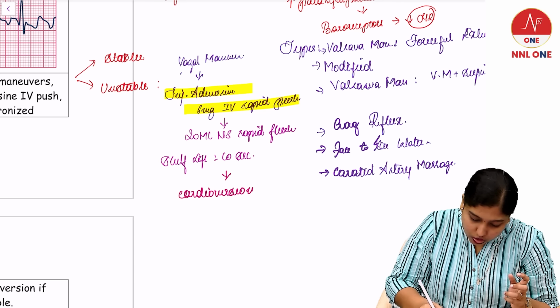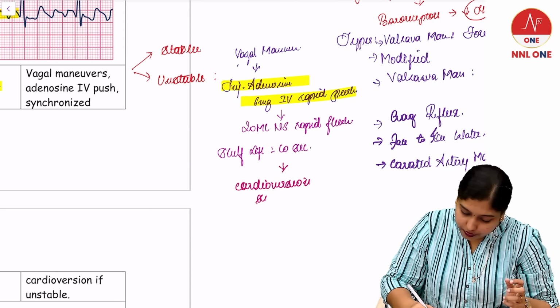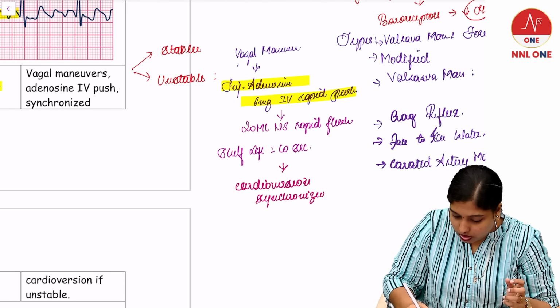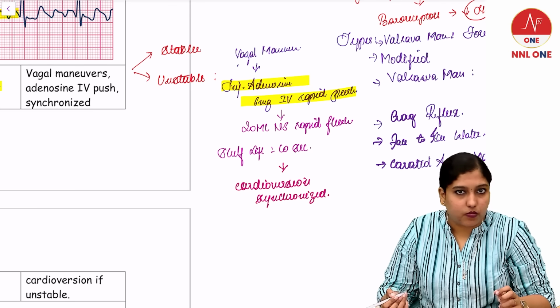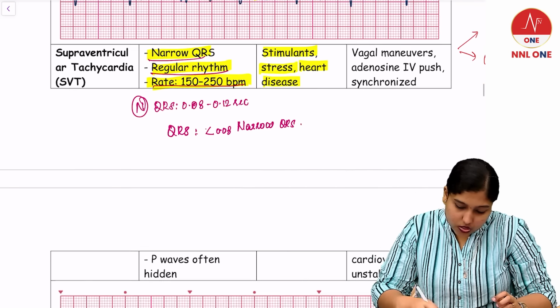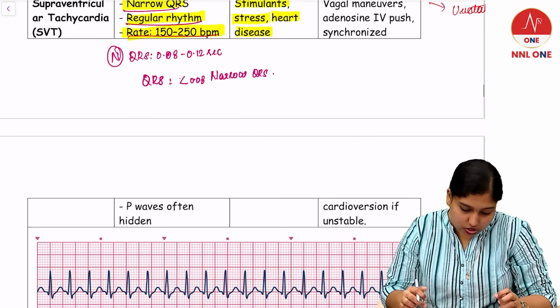Synchronized cardioversion. Right? We go for synchronized cardioversion. So next, you see the ECG pattern of the supraventricular tachycardia.